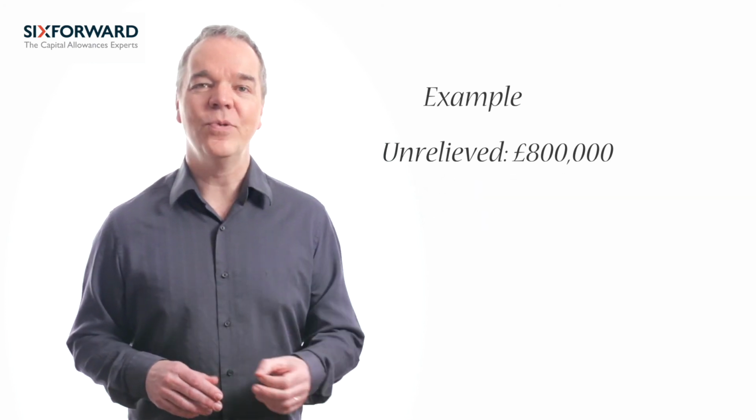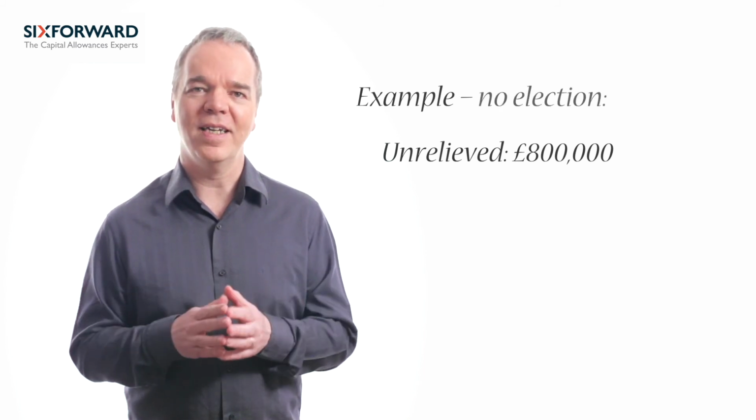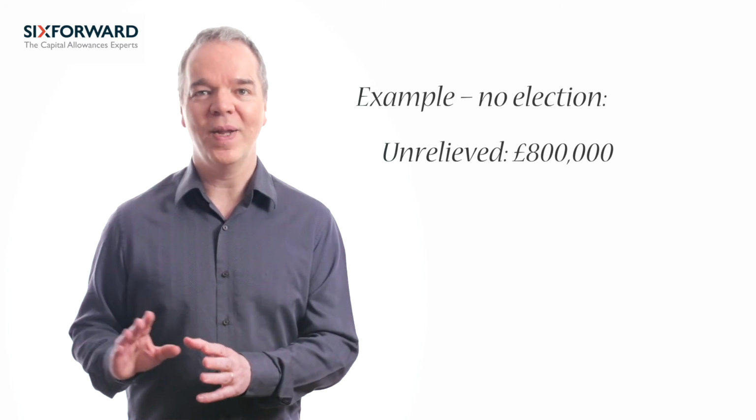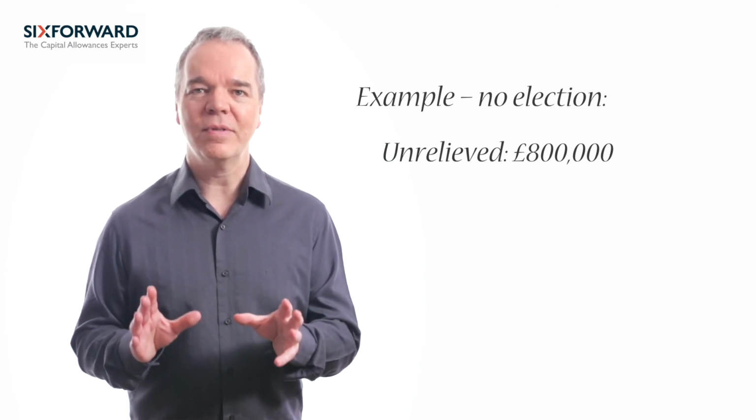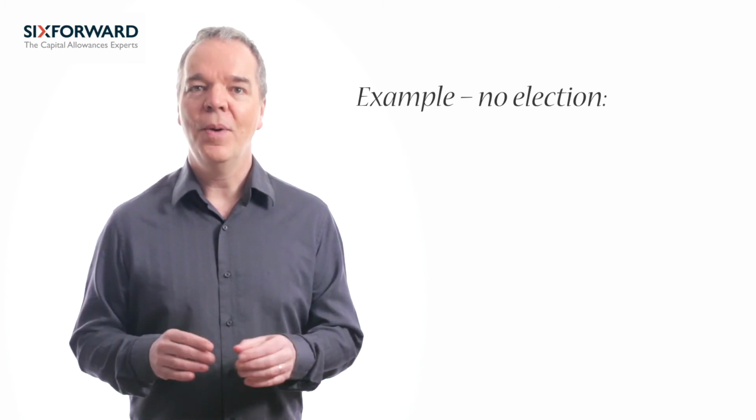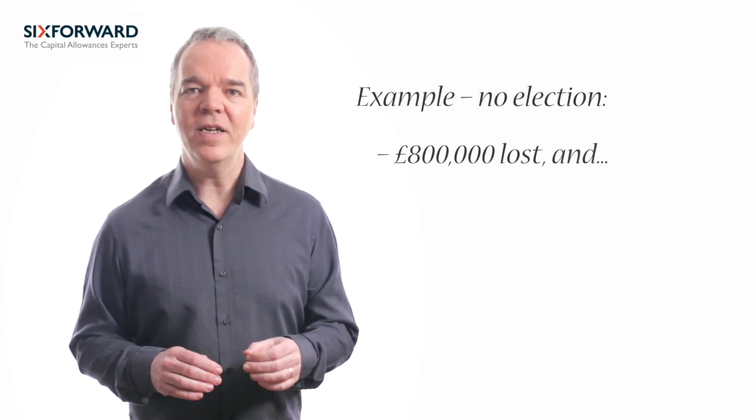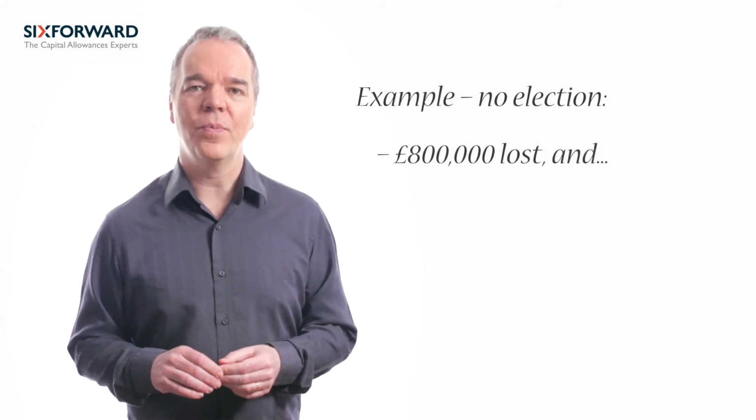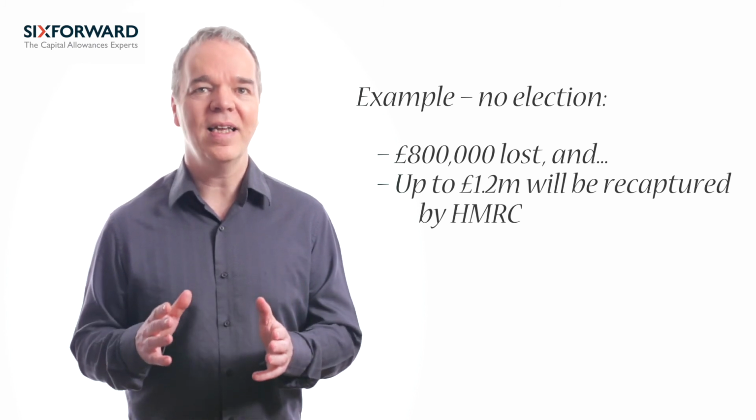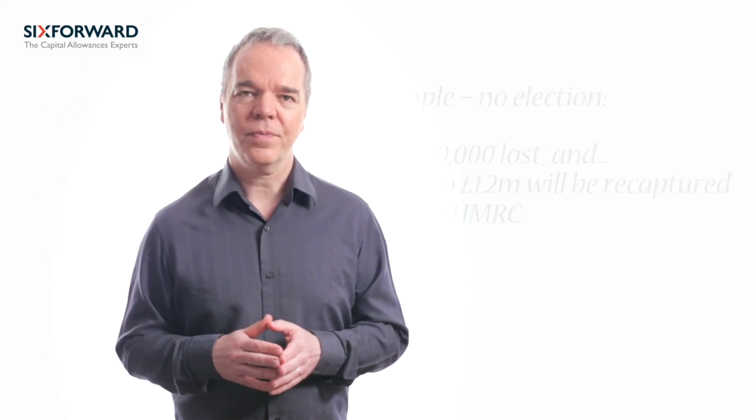But if we continue with this example, what happens if the parties do not sign an election? Leaving aside a possible but rare complication, the £800,000 value is then lost forever. But the result is actually much worse than that, as the vendor will also then be forced to bring a disposal value into account. This is made quite clear at section 187B, subsection 6.